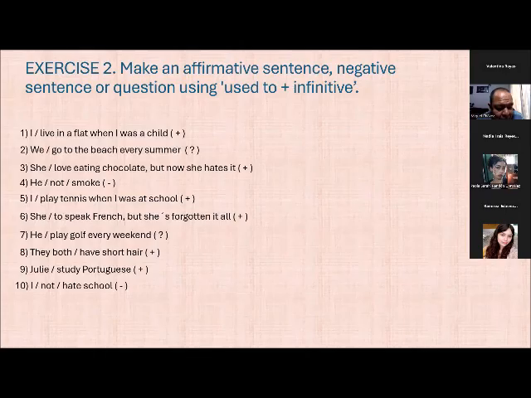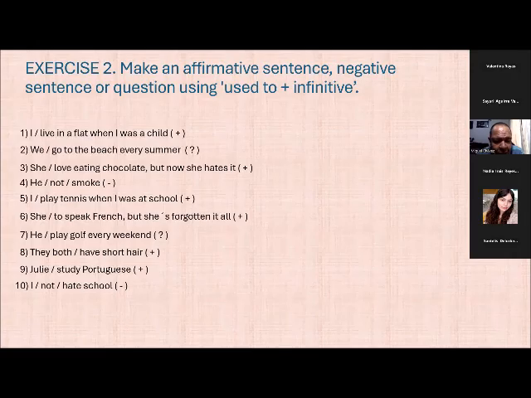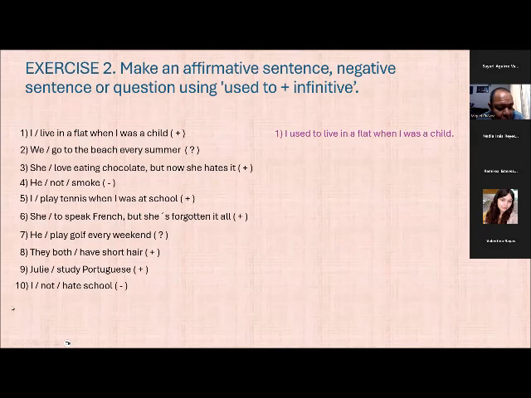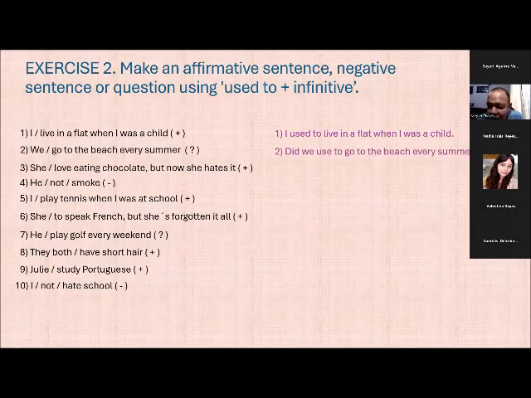Please, Valentina. I used to live in a flat when I was a child. Yes, you're right. Please, Sayuri, can you help us with number 2, please? Did we use to go to the beach every summer? Yes, you're right. Here we have an interrogative, then we put "did" at the beginning. Thank you so much, Sayuri.